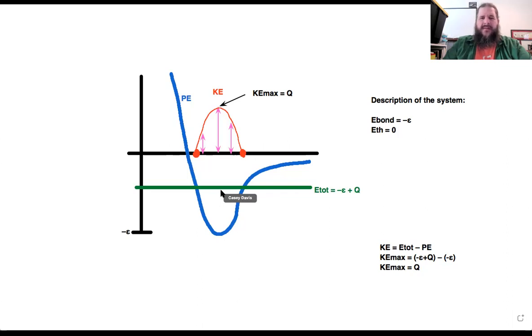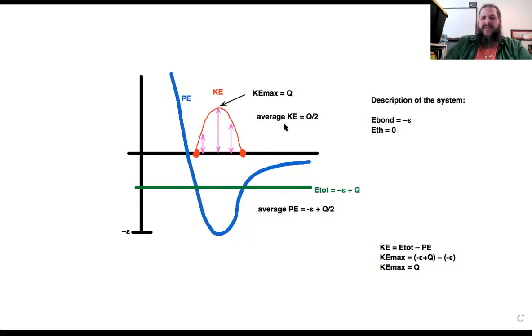And on average, they're going to be about halfway between. The particles are spending some of their time moving fast and some of their time being far apart or close together, but most of their time being somewhere in between. So we can say the average kinetic energy is going to be halfway between those. Average KE is going to be halfway between 0 and Q, in other words, Q over 2. And the average potential energy is going to be halfway between negative epsilon and negative epsilon plus Q. In other words, negative epsilon plus Q over 2.